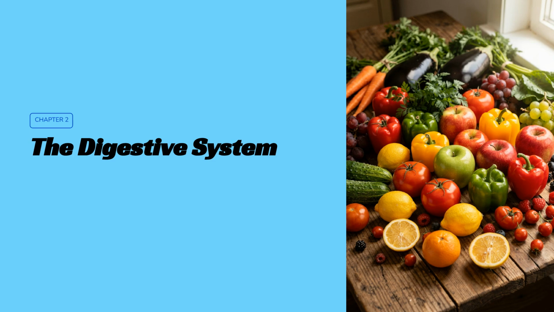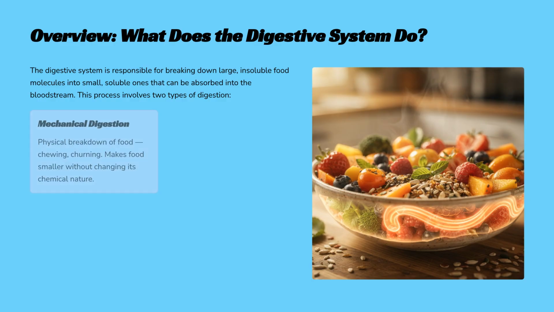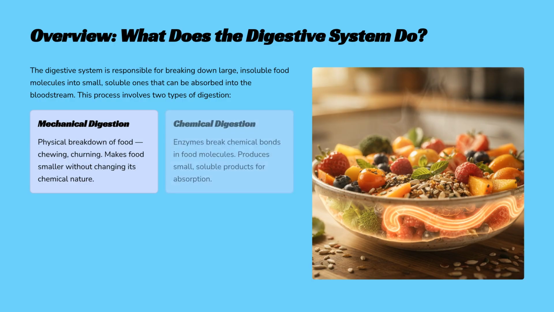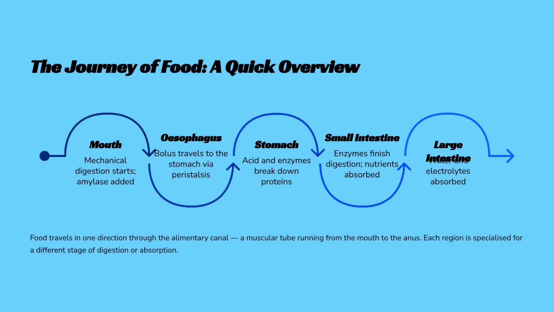Chapter 2 is about the digestive system. This explores the journey food takes through the alimentary canal, how the body breaks it down, and absorbs the necessary nutrients. The digestive system breaks large, insoluble food molecules into small, soluble ones for absorption. This involves 2 types of digestion: mechanical, which is physical breakdown, and chemical, which uses enzymes to break chemical bonds. Food travels in one direction: mouth, esophagus, stomach, small intestine, and large intestine. Each region is specialized for a different stage of digestion or absorption.